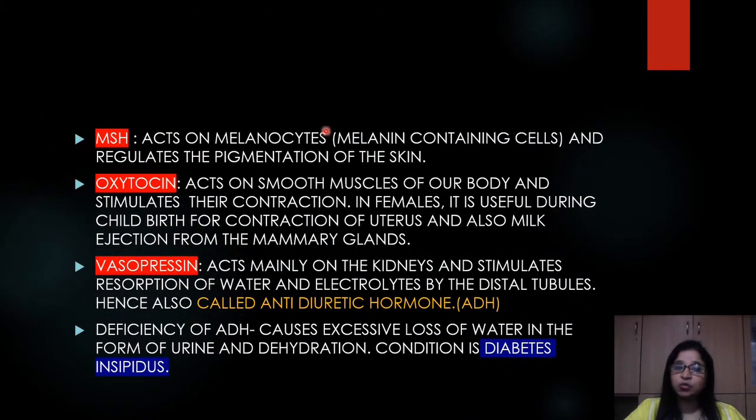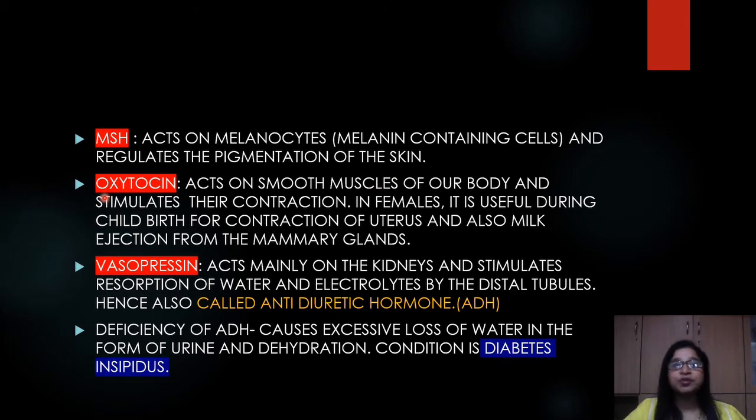Right, we'll move ahead with the MSH. If you remember, the pars intermedia secretes this melanocyte stimulating hormone. So the name itself is suggestive. It stimulates or acts on the melanocytes. Melanocytes are melanin containing cells present in our skin, which are necessary for the color or the pigmentation of the skin, and it regulates the pigmentation of the skin.